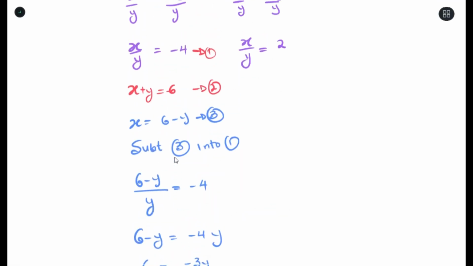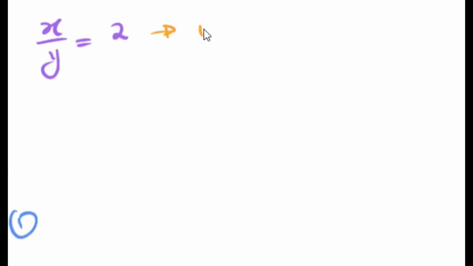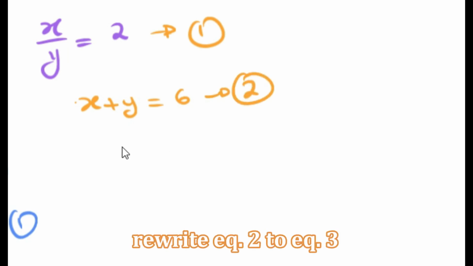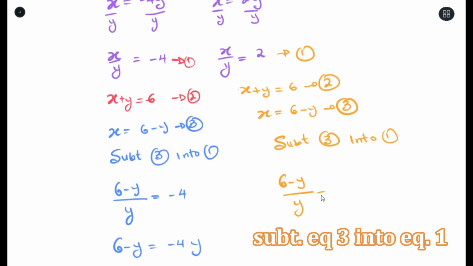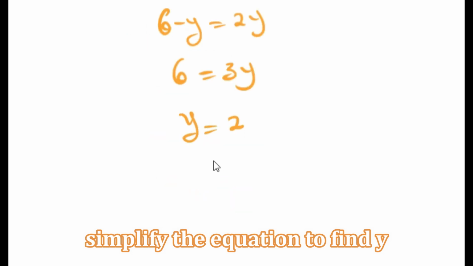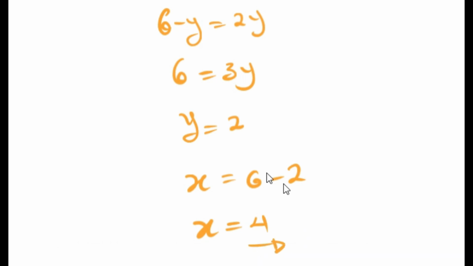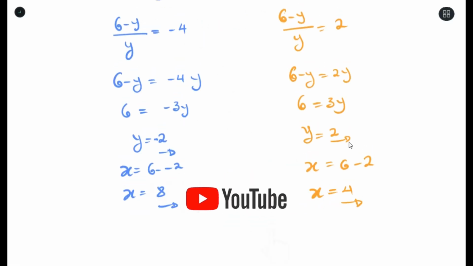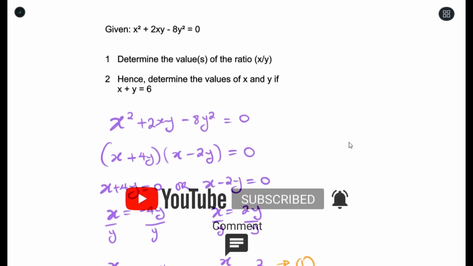Now we'll do the same simultaneous equations for the second part of the answer. We got x over y is equal to 2. So for the second part, we have x is equal to 4 and y is equal to 2. And that would be the 4 answers you're going to have for this question using simultaneous equations. And that's it.